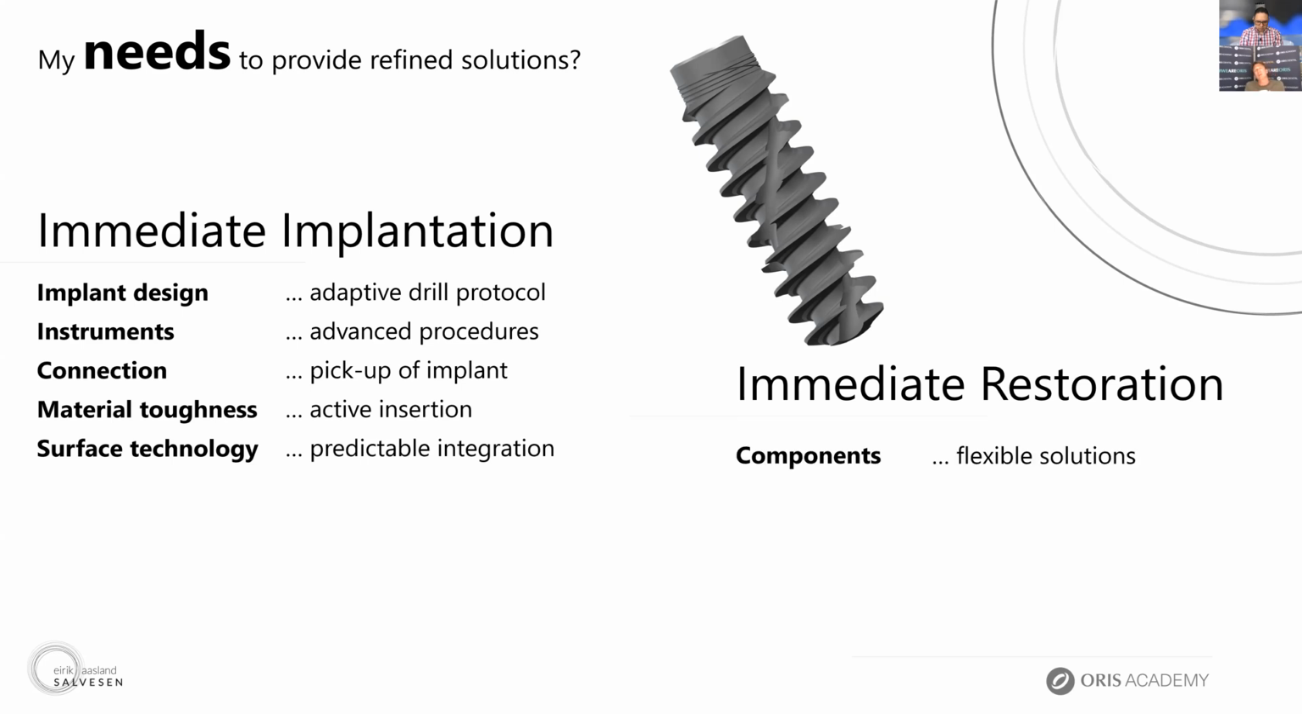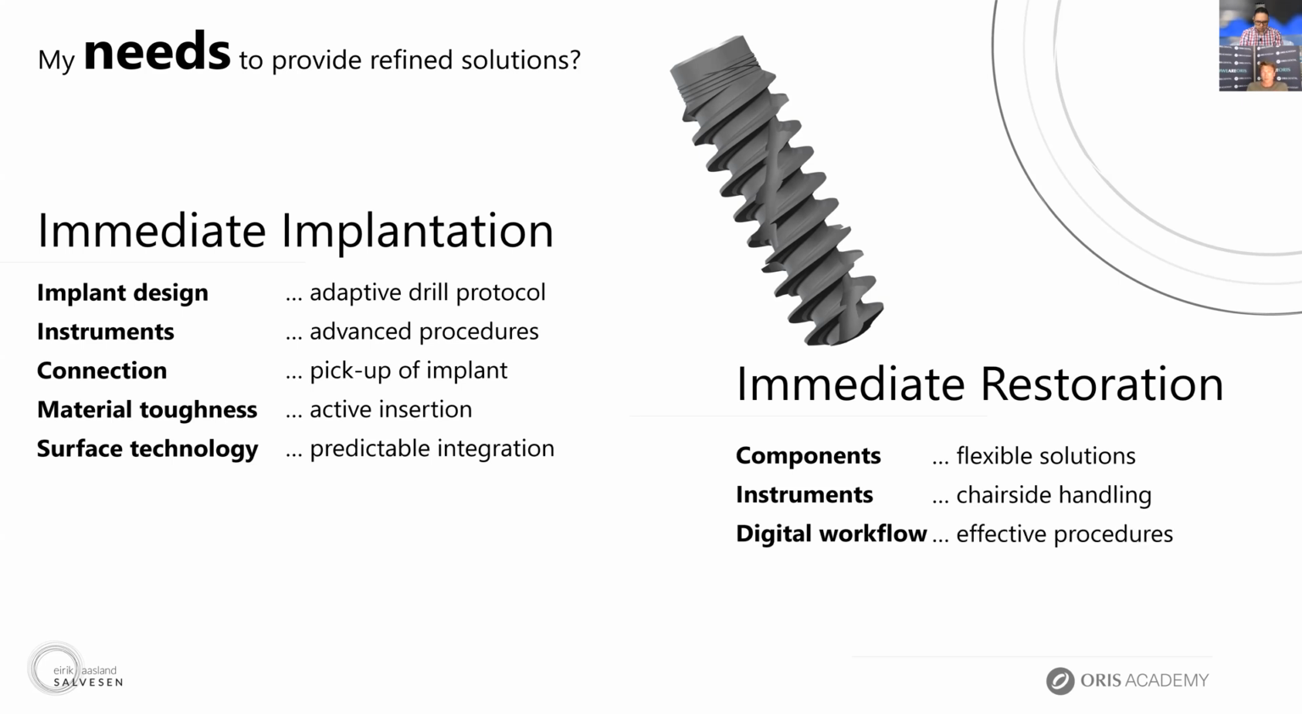On restoration, if you're going to do immediate restoration, you need a lot of components. They need to be flexible, and they need to come in different heights and widths and everything. Otherwise, it's just going to be annoying to work chairside. Again, working chairside, you need the specific instruments to work with. So I would really recommend you look into the different implant systems before you choose how to do this. All these systems need to offer a predictable way of working digitally.